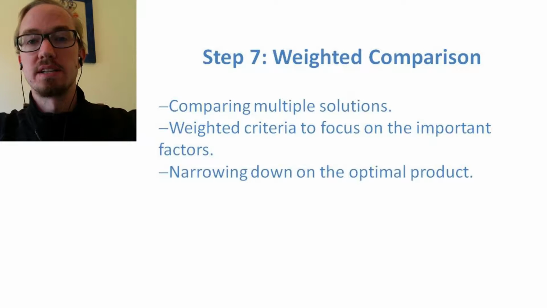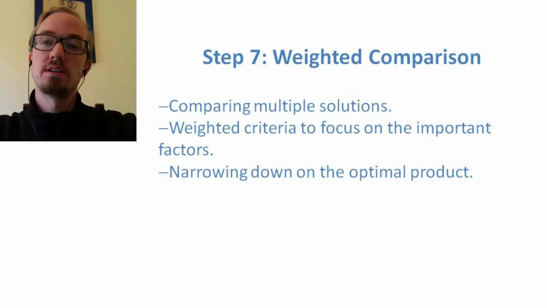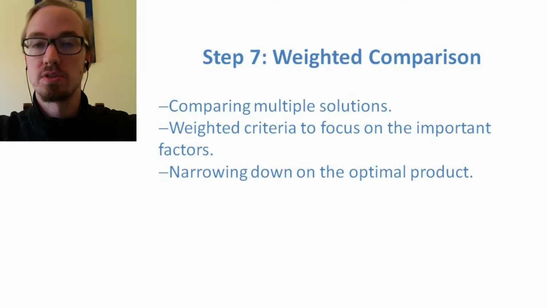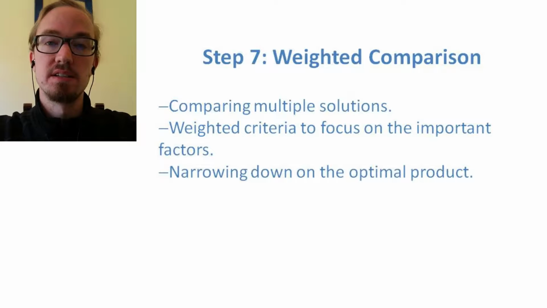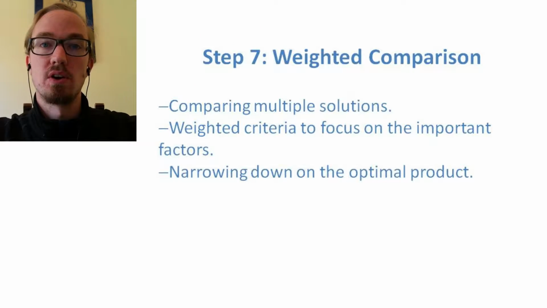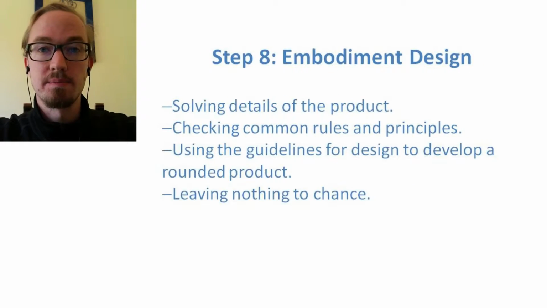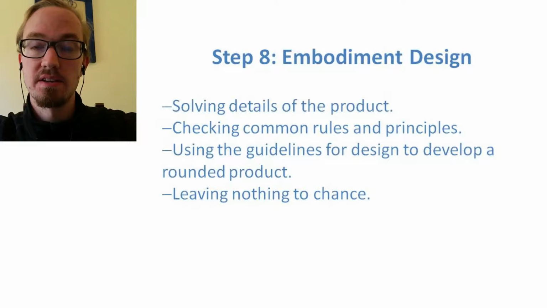In the end we will get a value that shows us how good the product may satisfy the requirement list, and we will see if we need to find another combined solution, or at least which is the best of our combined solutions. Step 8 is then embodiment design.